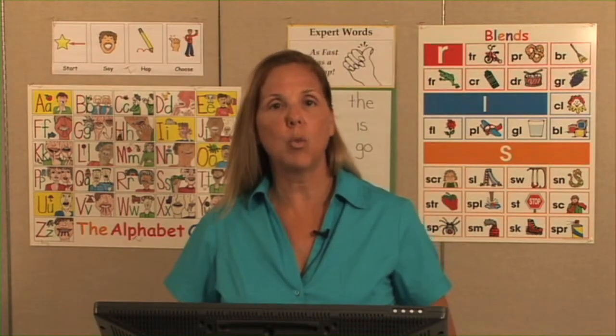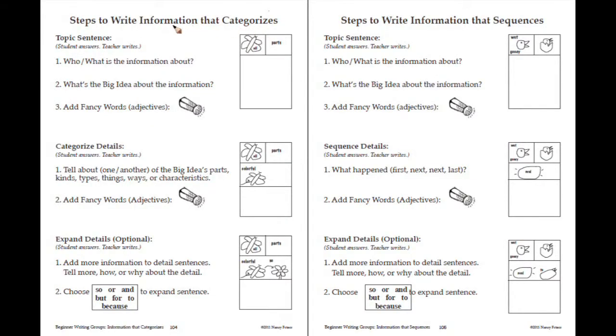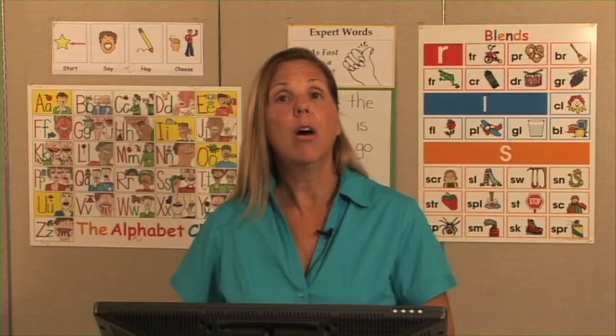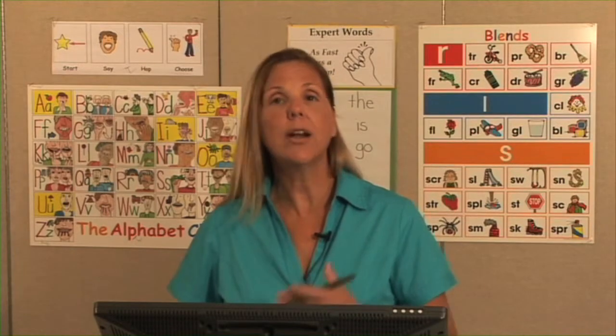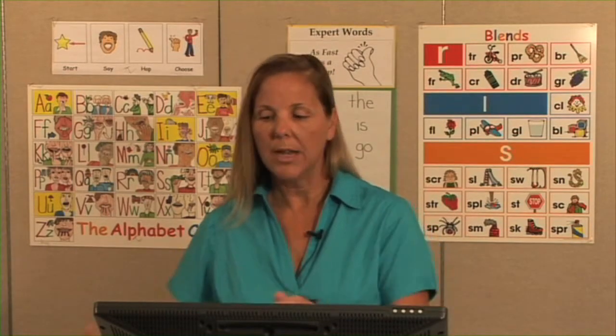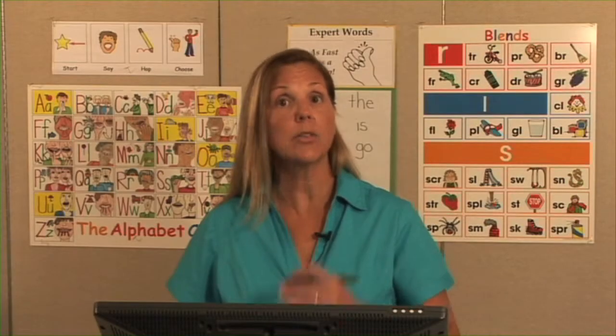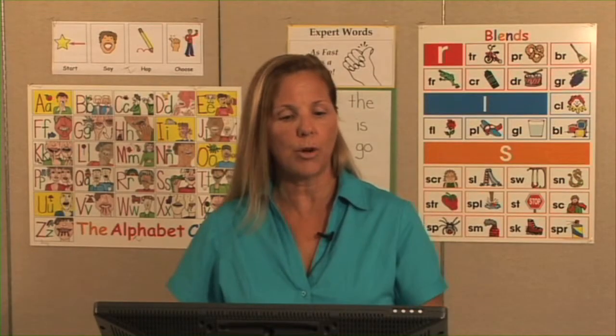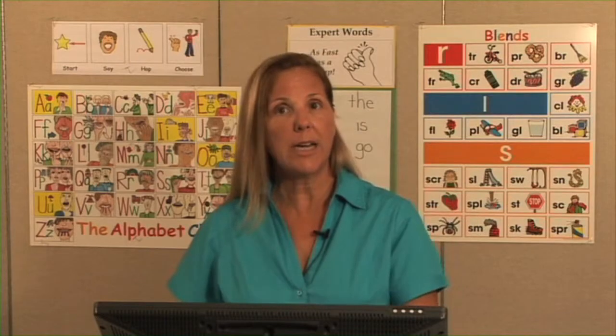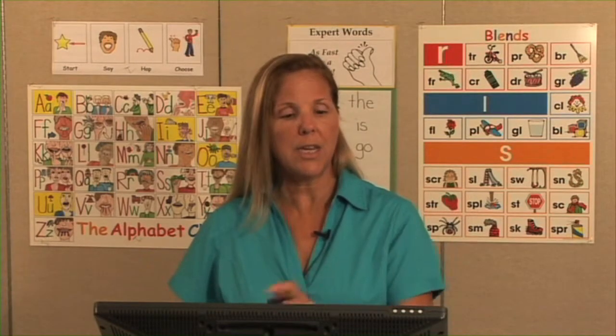Pages 104 and 105, these are the steps to write information on both pages. But the information on page 104 is when the details are categorized. They don't have to be in a specific order. On page 105, this is when you have to sequence the details. They have to be in a specific order. These are the steps for writing information for both types of details.